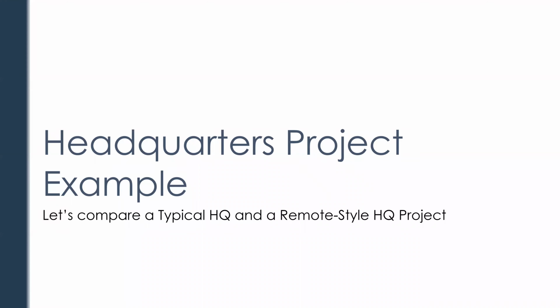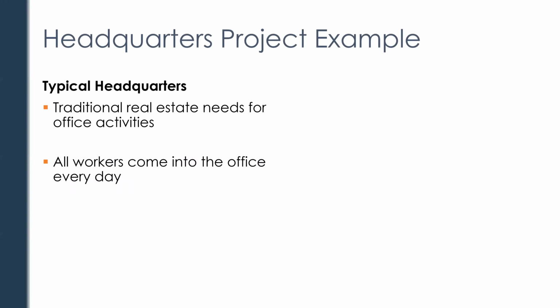So we're going to do a headquarters project, and we're going to do an example comparing a typical headquarters and a remote style headquarters that we'll make up, just to illustrate the differences in what you would be entering in these two types of cases. On a typical headquarters, they'll have their traditional real estate needs for office activities, a typical office layout with cubicles and so forth. And of course, everyone's coming into the office every day, right? That's the way that work works. Everybody has to come into the office, and that's where they work.